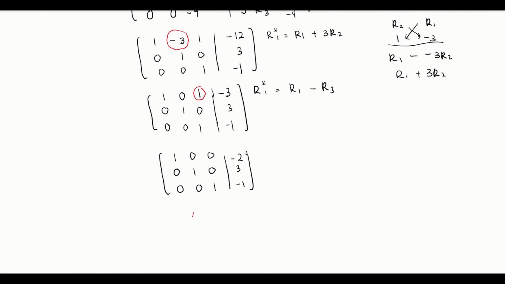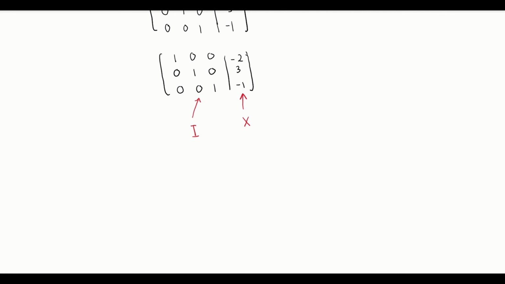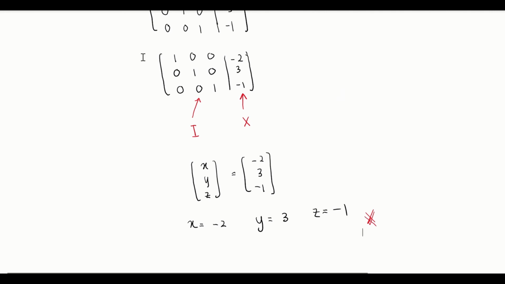If we look here, this is the identity. That means this is the solution that we want to find. So that is the matrix X. We know that X is equal to negative 2, 3, negative 1. So that means X equals negative 2, Y equals 3, and Z equals negative 1. So that is how we use Gauss-Jordan.